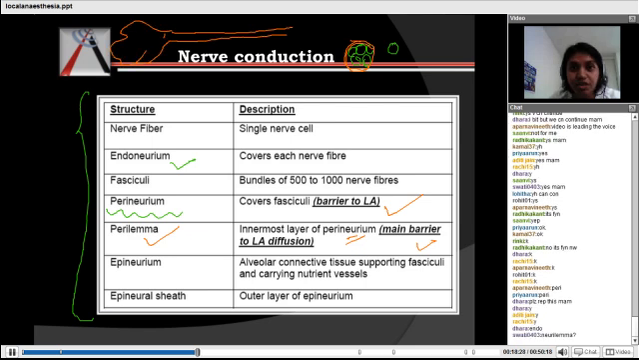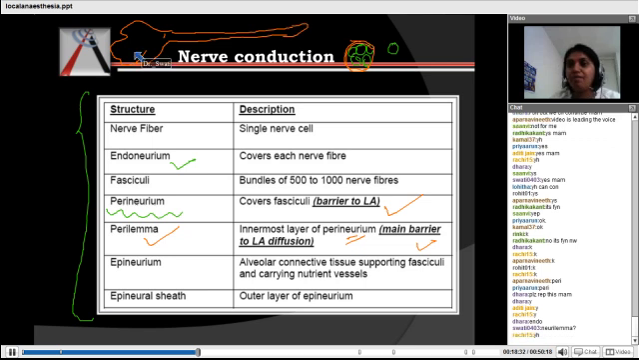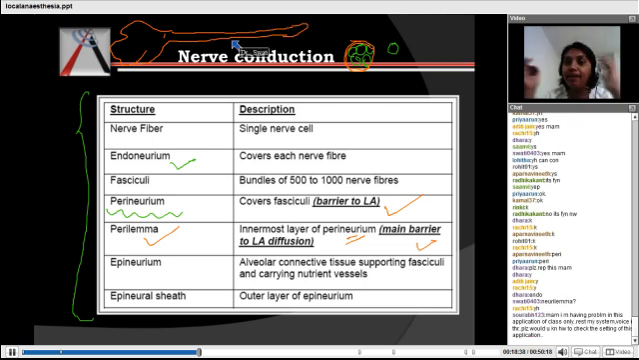Okay, this is your nerve. Yes, neurilemma. I'm talking about neurilemma. See, we have this one lining, which is actually the cell membrane of the nerve fiber.